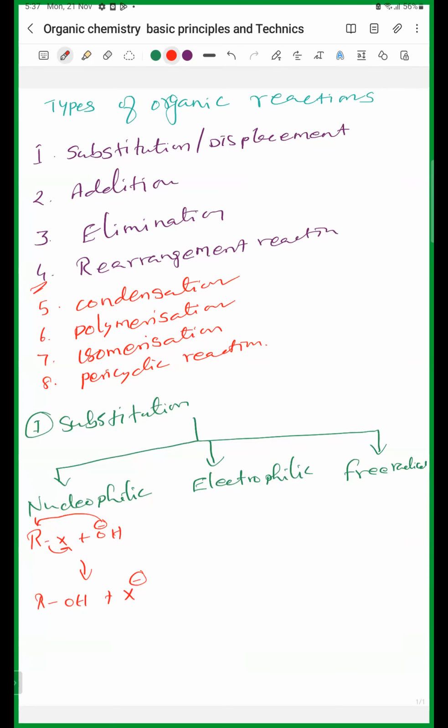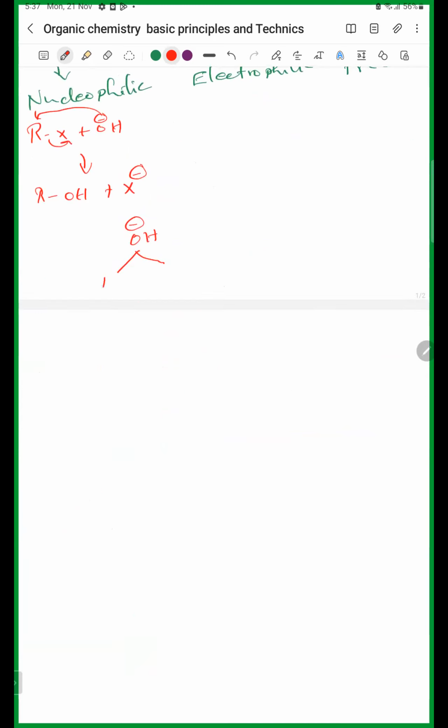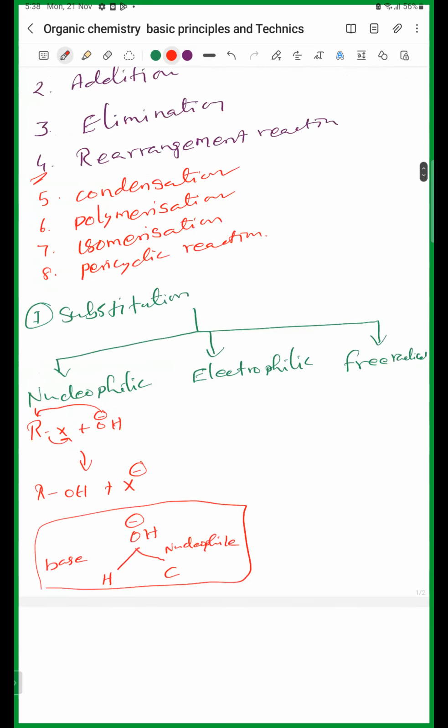That's what I'm asking. Please remember, when you have a negatively charged species, for example OH minus, you can call it a base as well as a nucleophile. When it is a base and when it is a nucleophile, we should know. When the negatively charged particle forms a bond with hydrogen, the ease of formation of the bond with hydrogen is called basicity. The ease of formation of a bond with carbon is called nucleophilicity. So this is the basic difference between base and nucleophile. If the negative charge takes H plus, you can say it is a base. If the negative charge bonds with carbon, you can say nucleophile.